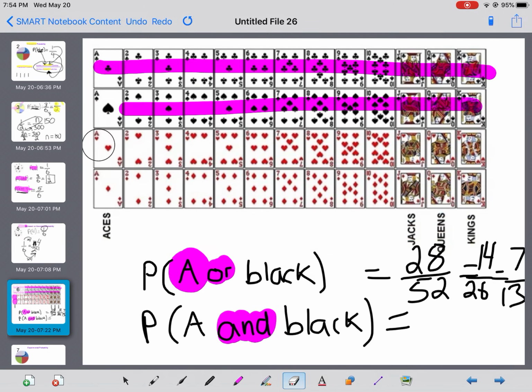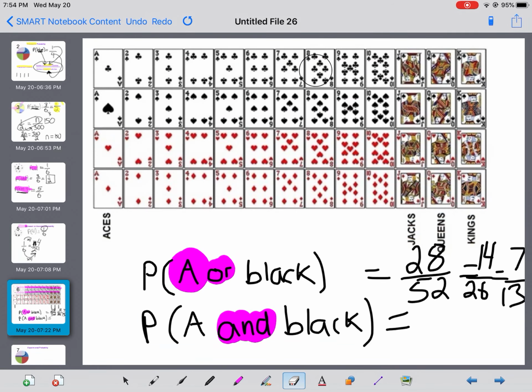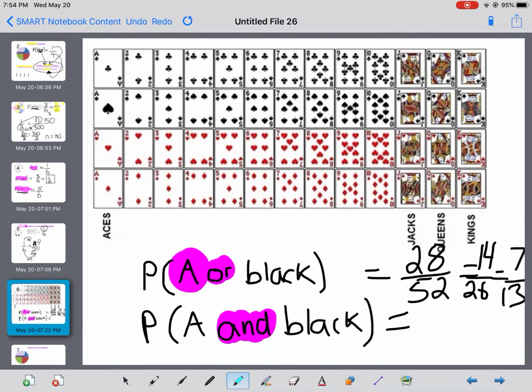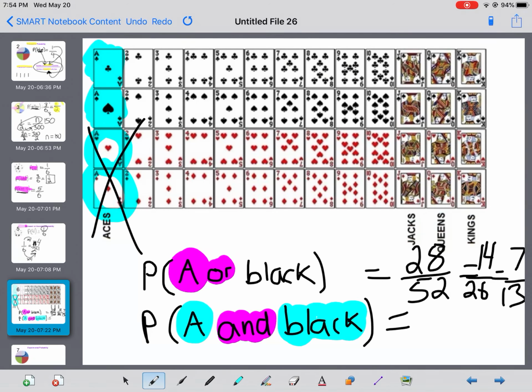But now, let's take a look at the next one. The probability that I pull a card that is an ace and black. So now, what I'm really saying is I have to meet both of those qualifications. It needs to be an ace and it needs to be black. It needs to be both of those things. So if I look up here, well, here's an ace. It's an ace and it's black. Here's an ace and it's black. These two aces don't meet my qualifications because they're red. So it can't be or, it has to be both.